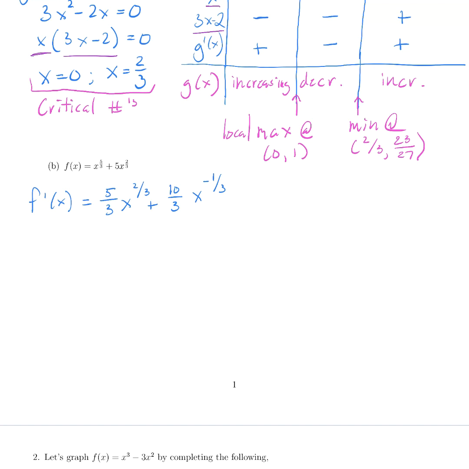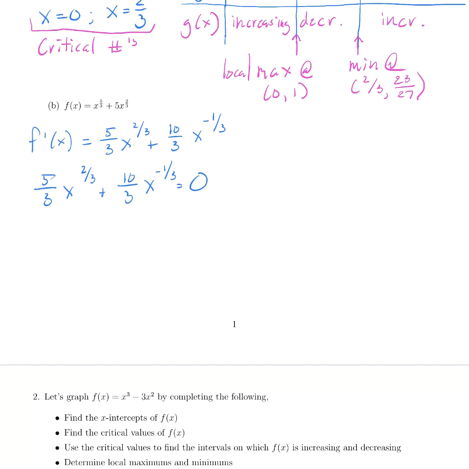Now, to find the critical numbers, we need to solve 5/3 x to the 2/3 plus 10/3 x to the negative 1/3 equals 0. There's a couple of ways you could do this. This x to the negative 1/3 is in the denominator. You could give a common denominator of x to the 1/3 and see what happens there, but it might actually be a little bit neater to factor here.